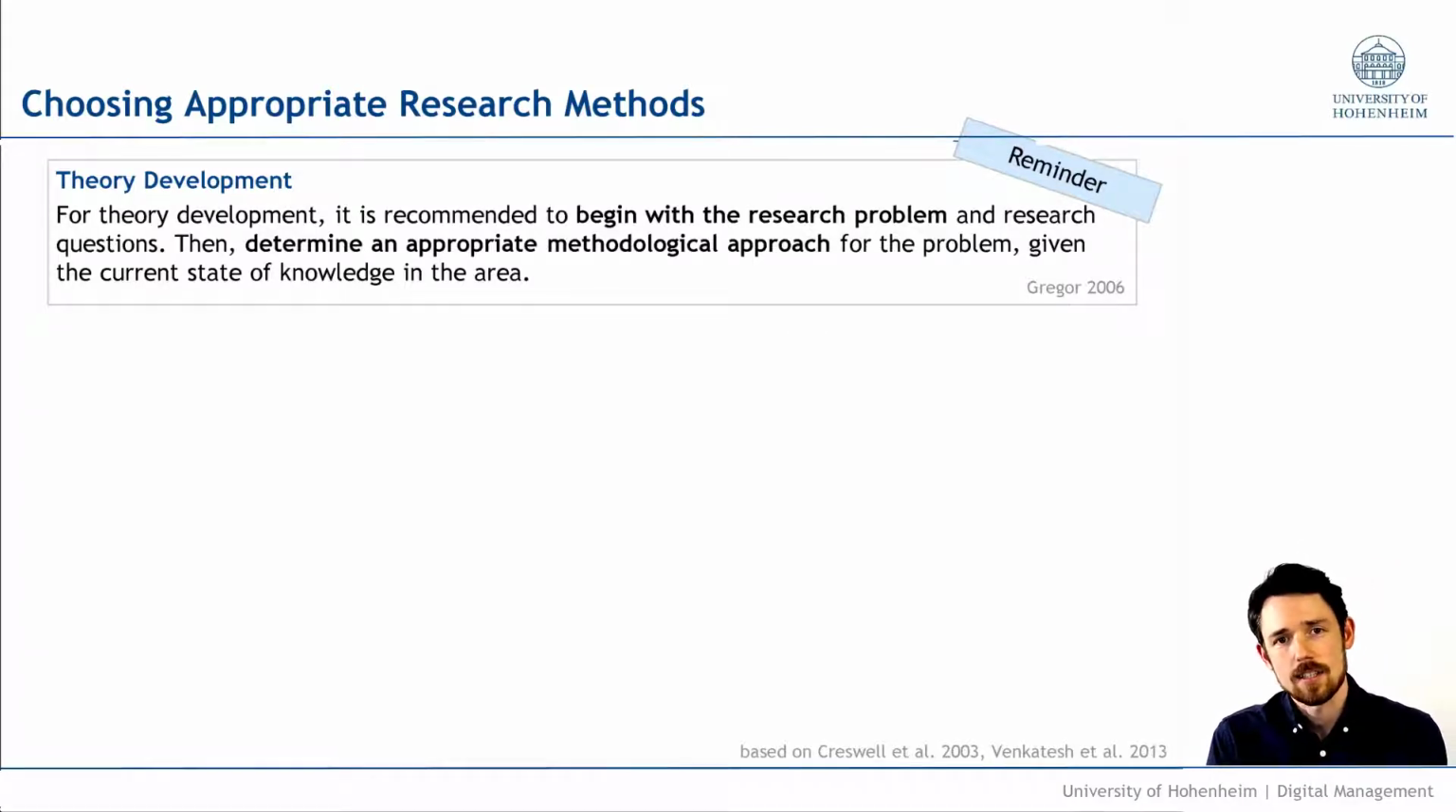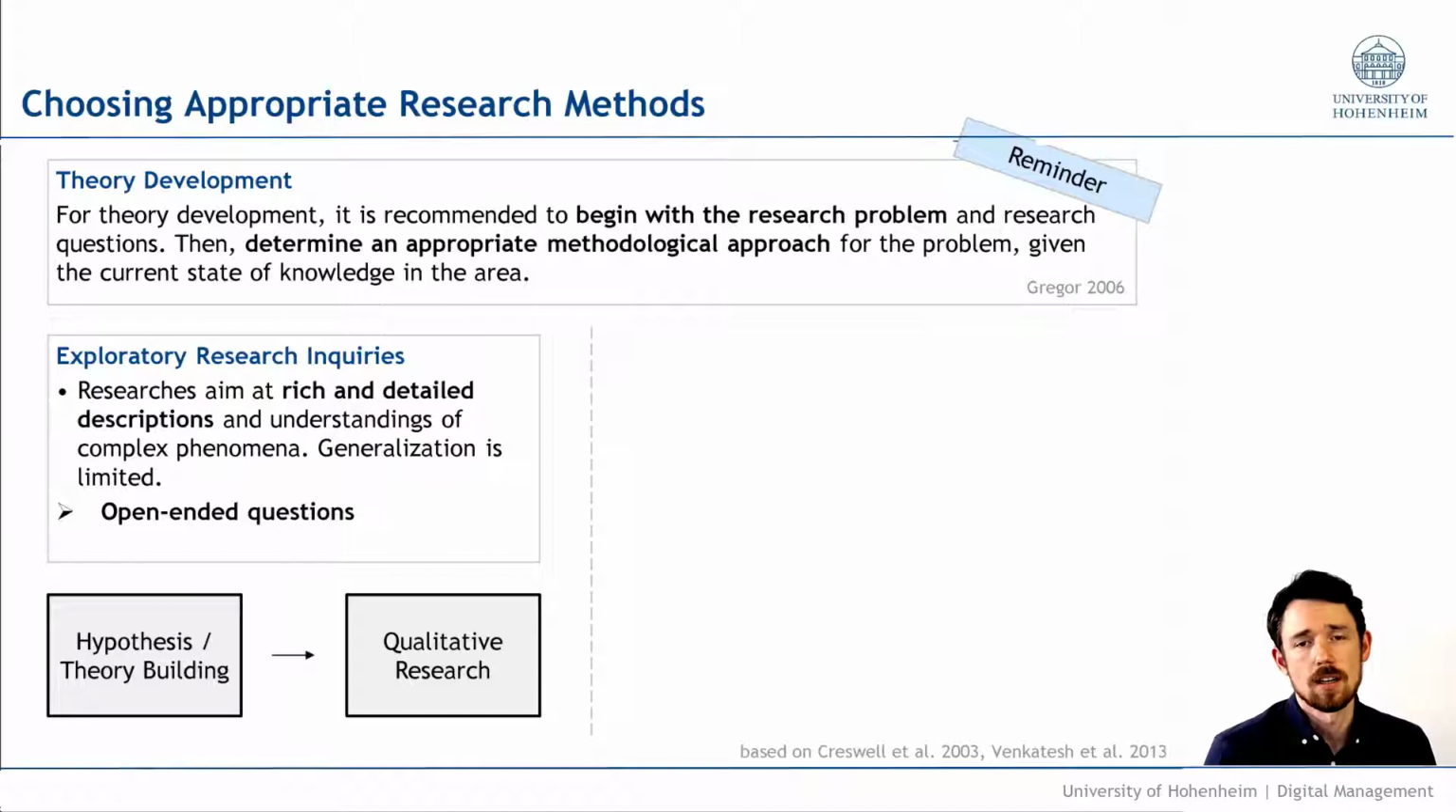Now that is interesting. We start with the problem. We then determine an appropriate method. But when choosing the method, we need to think about what the current state of knowledge in the area is. This is because there are generally two types of research inquiries.